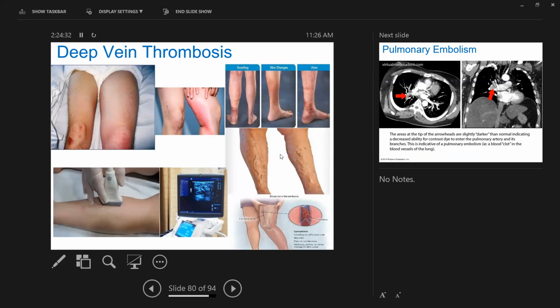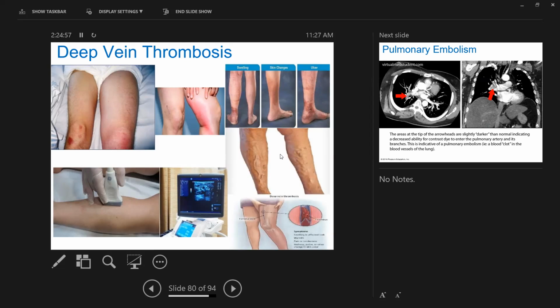So here we see this. Here we see another one. The leg that's going to be affected is going to be red. It's going to be hot. It's going to be swollen, and you press down on it and form a dimple. The dimple will stay there for a while before it fills back in. Again, we see this one swelling here and the redness.